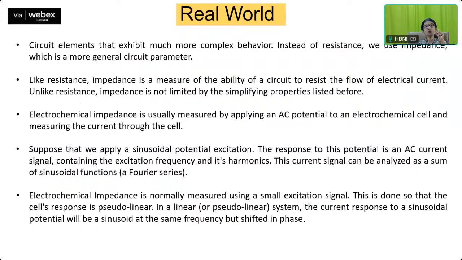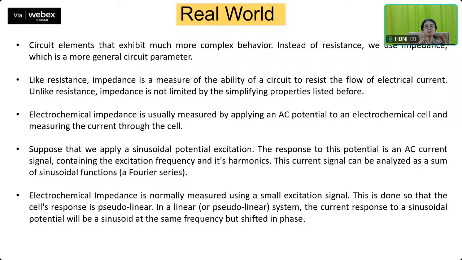So now what we do is we apply a sinusoidal potential excitation. The response to the potential is going to be an AC current, or alternating current signal, containing the excitation frequency and its harmonics. And the current signal can be analyzed as a sum of sinusoidal functions. So it becomes a Fourier series.